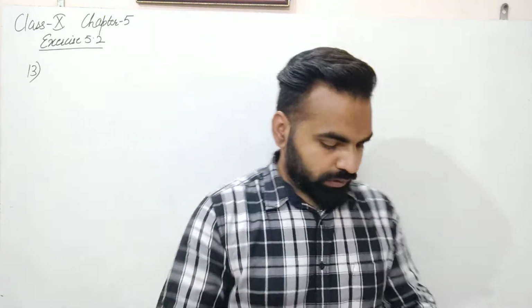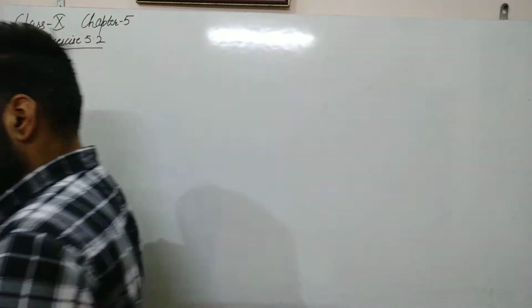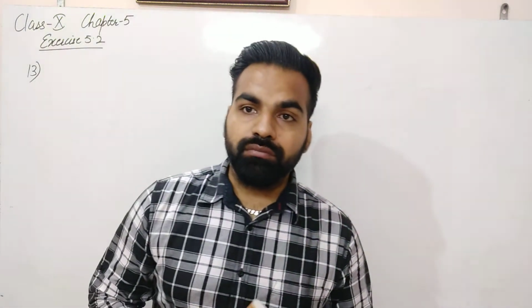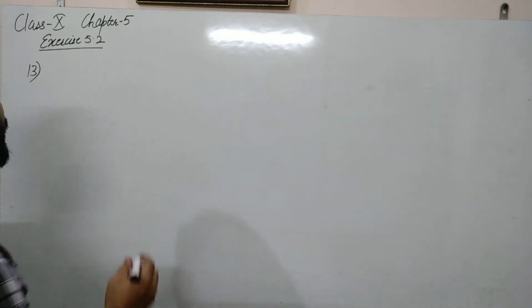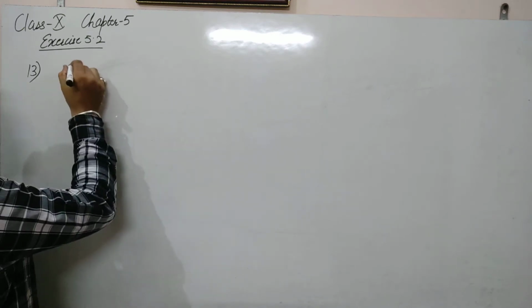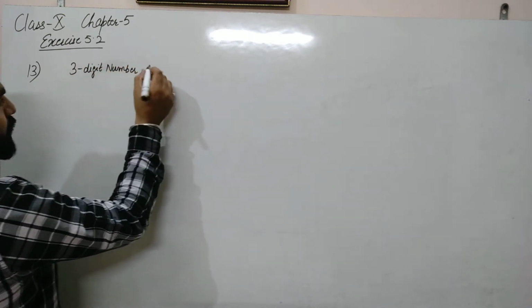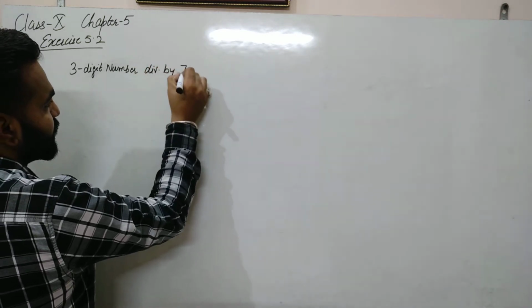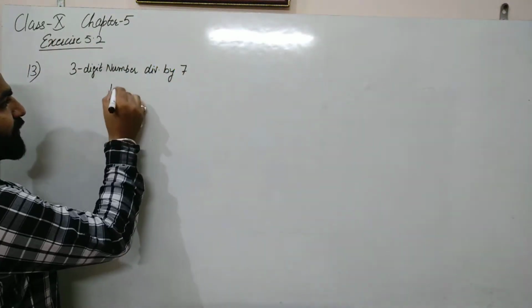Question number 13 now. How many 3 digit numbers are divisible by 7? We have to tell how many 3 digit numbers are divisible by 7. So we know that 3 digit numbers start from 100 and go up to 999. So let us find the first 3 digit number which is divisible by 7. So 105. We will write here 3 digit numbers divisible by 7. So the smallest 3 digit number which is divisible by 7 is 105.